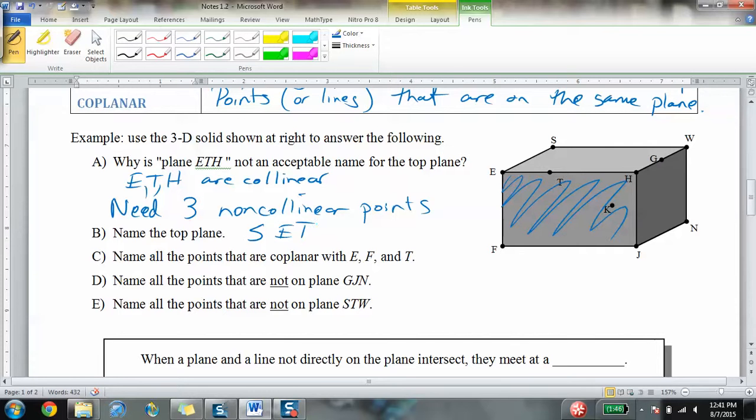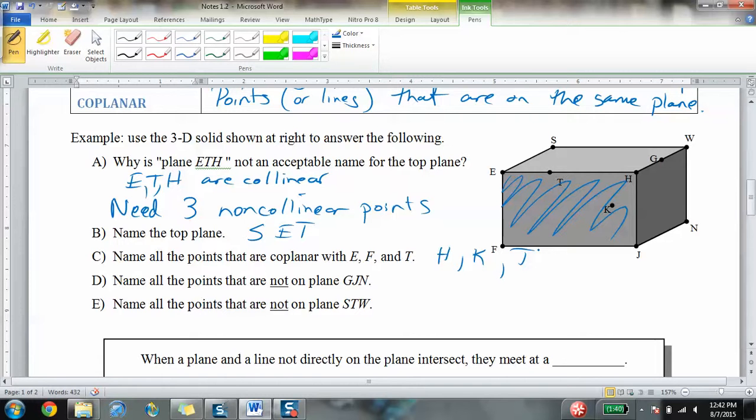Next question, name all the points that are coplanar with E, F, and T. Well, E, F, and T are all on the front of the box, so I need to look at all the other points that are on the front of the box. So I've got H, K, and J. Those are all on the front of the box. So those are coplanar with E, F, and T.